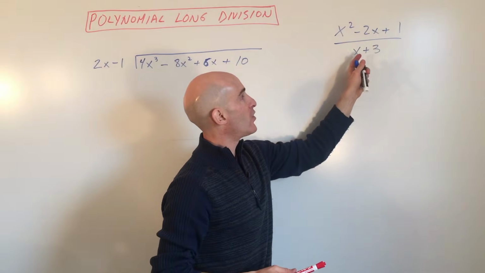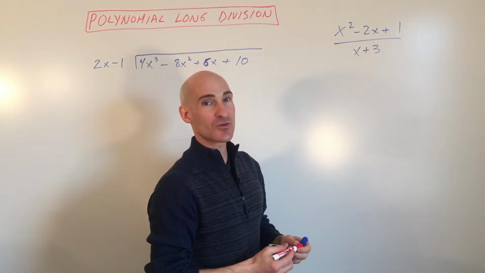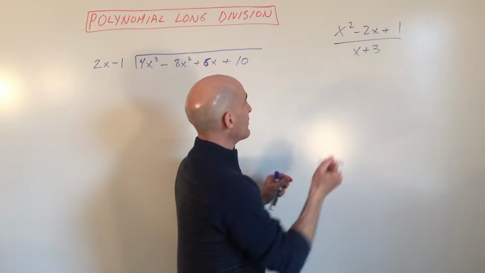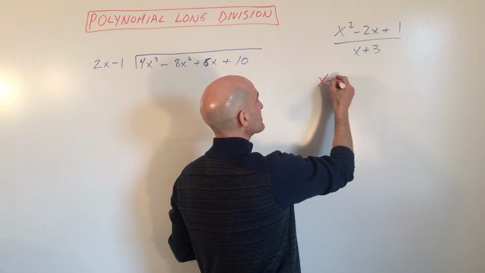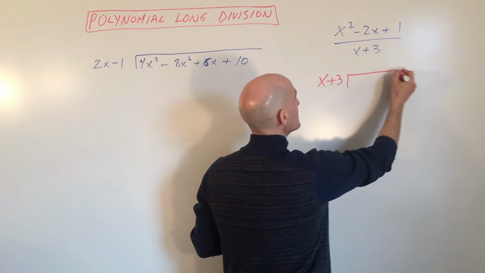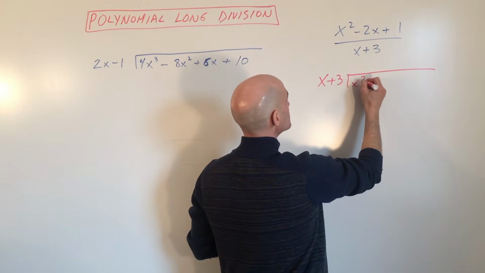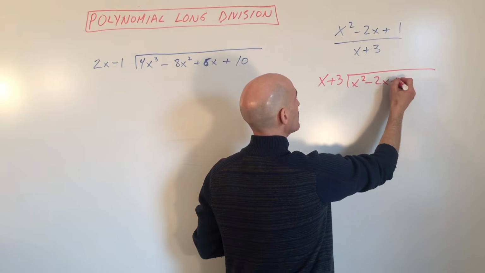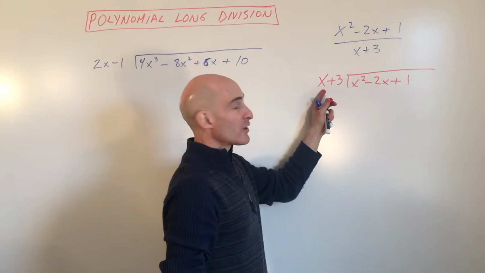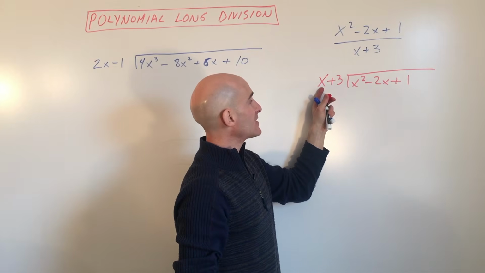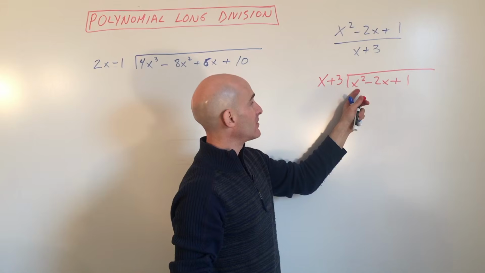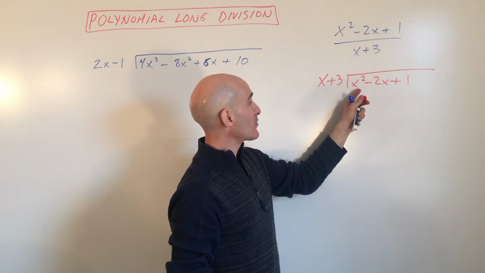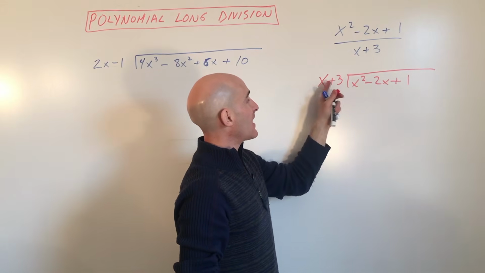x squared minus 2x plus 1 being divided by x plus 3. Okay, so we're going to set this up. We've got x plus 3 going into x squared minus 2x plus 1. What you want to do is see how many times x goes into x squared. Or you can think about working backwards: what times x is x squared?